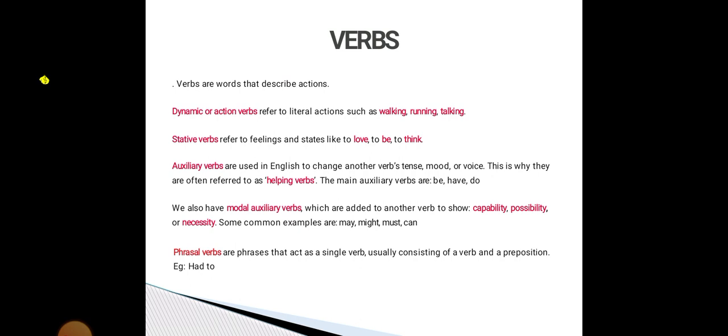Dynamic or action verbs refer to literal actions such as running, walking or talking, and then stative verbs, and then auxiliary verbs. Examples of stative verbs are love, to be, think. An auxiliary verb is nothing but a helping verb. Examples for auxiliary verbs are be, have, do, and then modal auxiliary verbs are also there. They are added to another verb to show capacity, possibility or necessity. Examples for modal auxiliary verbs are may, might, could. All these come under modal auxiliary verbs. At last, the phrasal verb acts as a single verb, and an example for that is had to. Okay, these are the verbs.